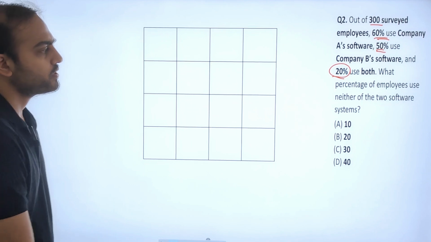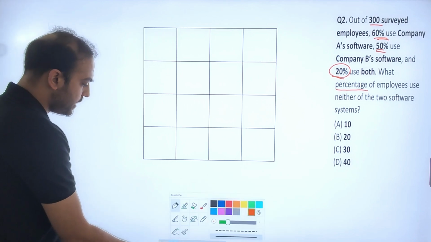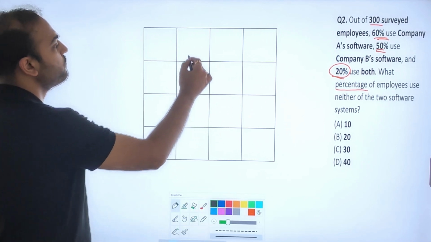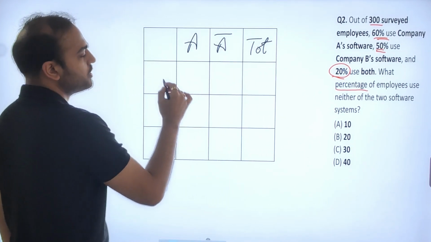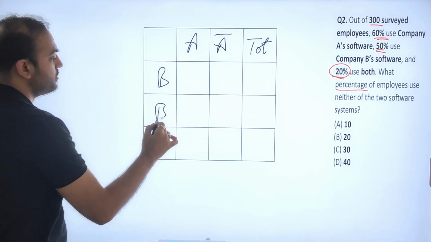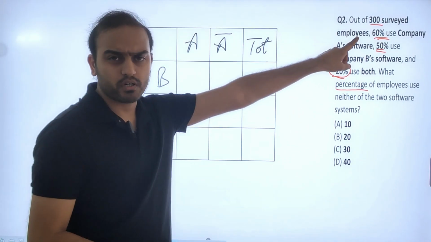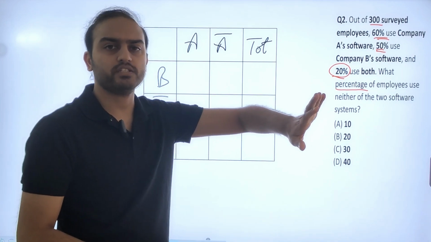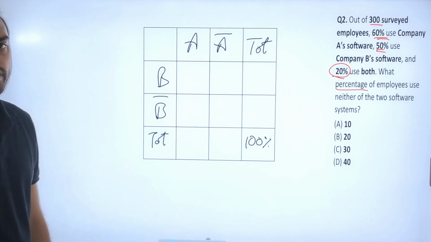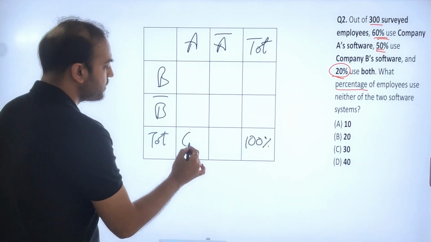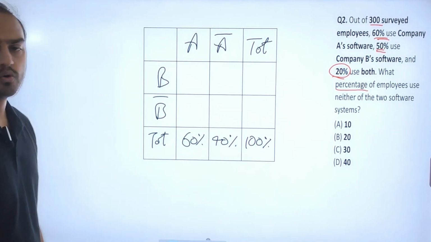Now read the question carefully. They want the percentage of employees. So again, let's make our table. We have people using company A software, not A, total, B, not B, and total. Now instead of focusing on the number, just focus on the percentages. Total percent is 100%. 60% use company A, which clearly tells you 40% don't use A.